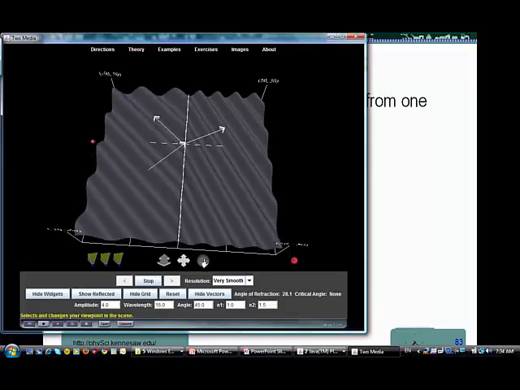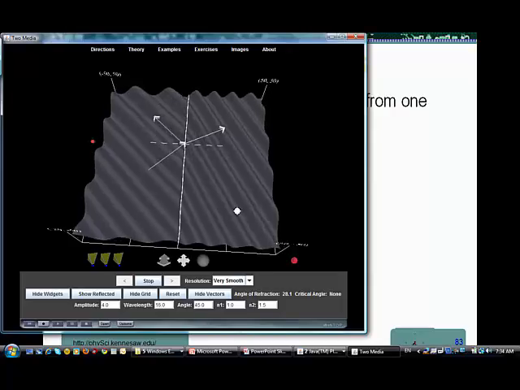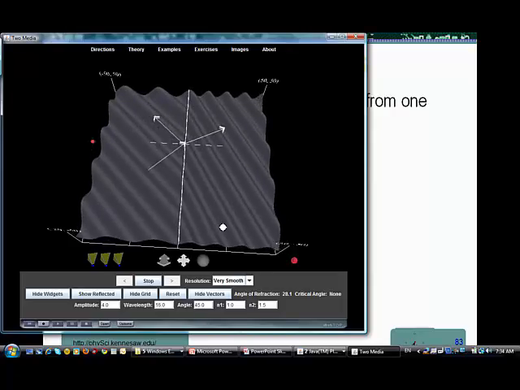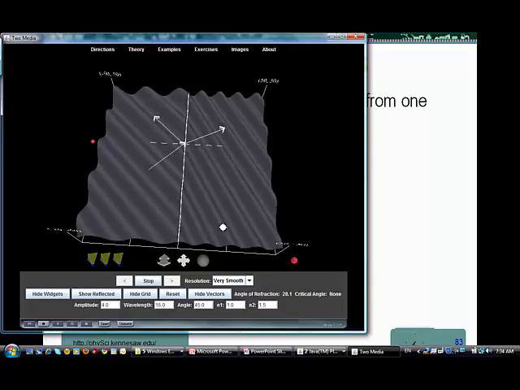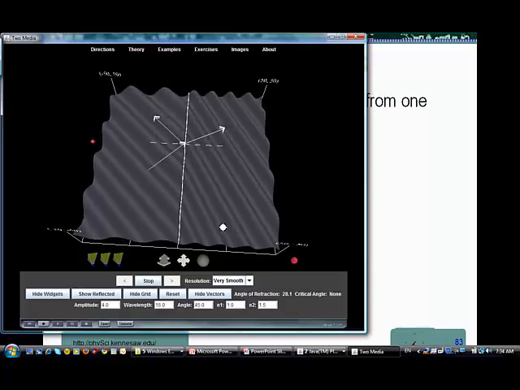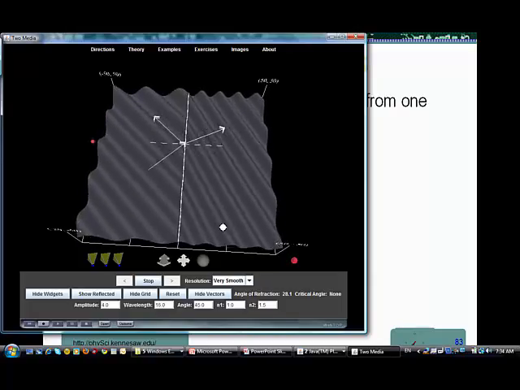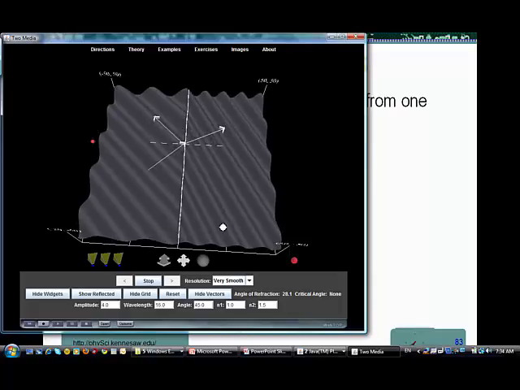Now, notice what happens as it moves to the other medium. We have a different wavelength. Why do we have a different wavelength? Because the wave is traveling slower in the second medium. Remember, in this particular case, it is slower.